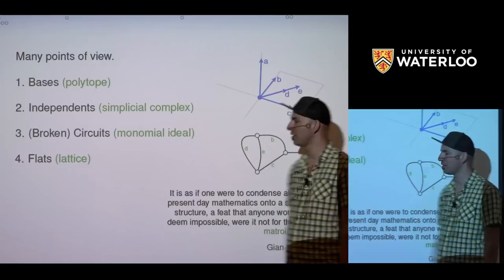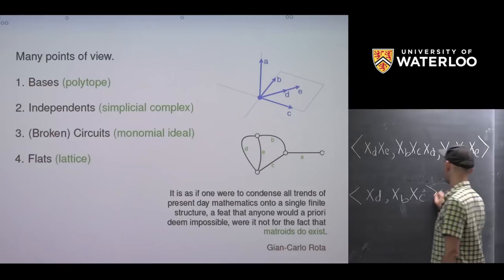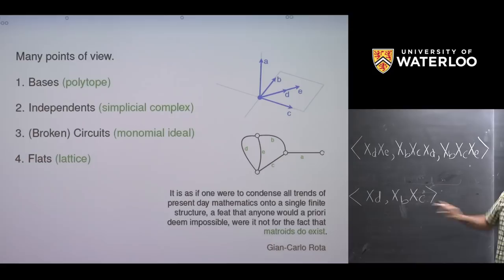By the way, I can also do the same thing with the broken circuit ideal, which is to just omit the biggest element of each circuit. And of course, these two merge into one. Okay? So both circuits and broken circuits like to be an ideal. Flats like to be a lattice.